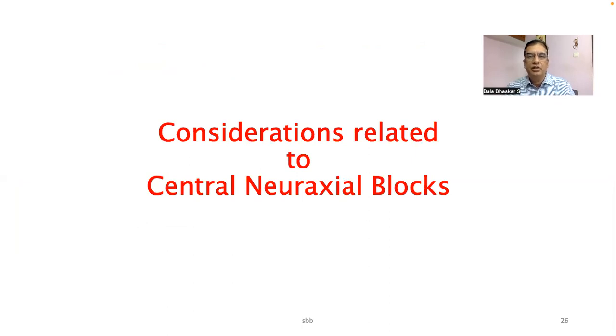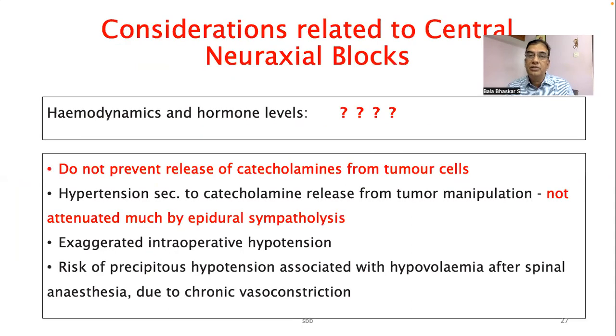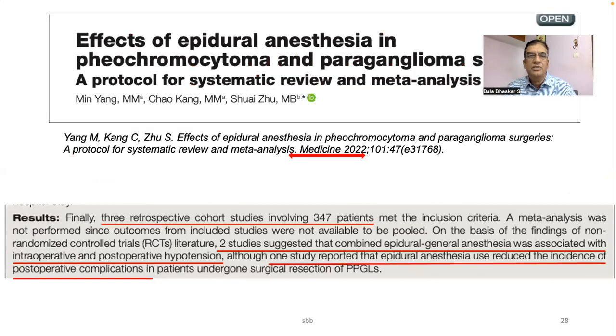What about the neuraxial blocks? So normally what we would think is if I had an epidural, it's very beneficial for the patient. But it has been the one which has given opposite results in various evidences. It is found that central neuraxial blocks do not prevent release of catecholamines from the tumor cells. In fact, hypertension secondary to catecholamine release during tumor manipulation is not attenuated by epidural sympatholysis. There could be exaggerated intraoperative hypotension and risk of hypotension due to chronic vasoconstriction if indeed by mistake you give spinal anesthesia to this patient.